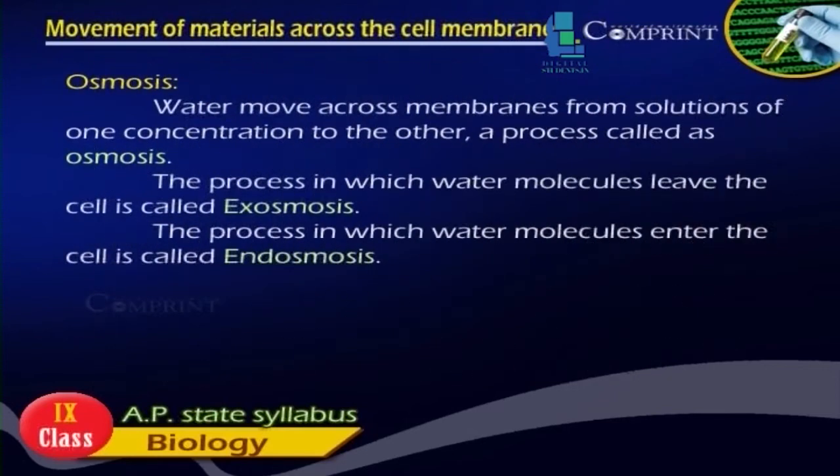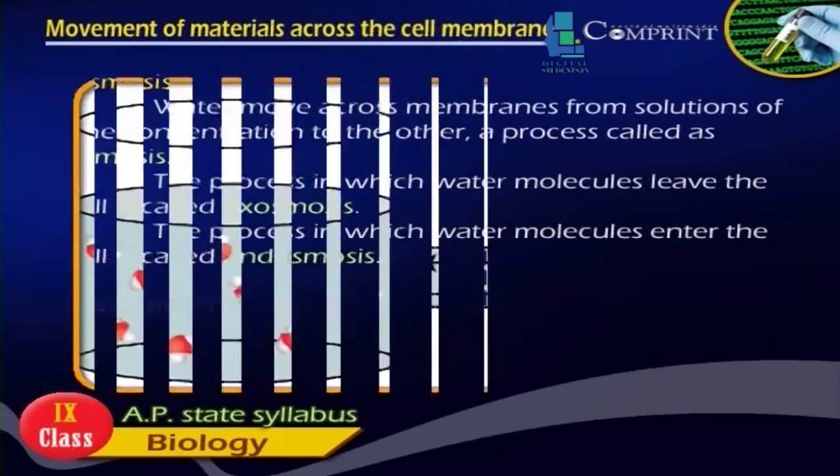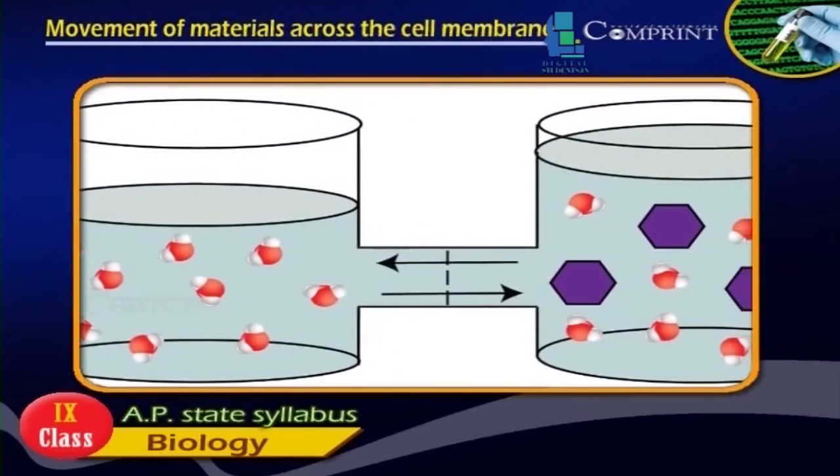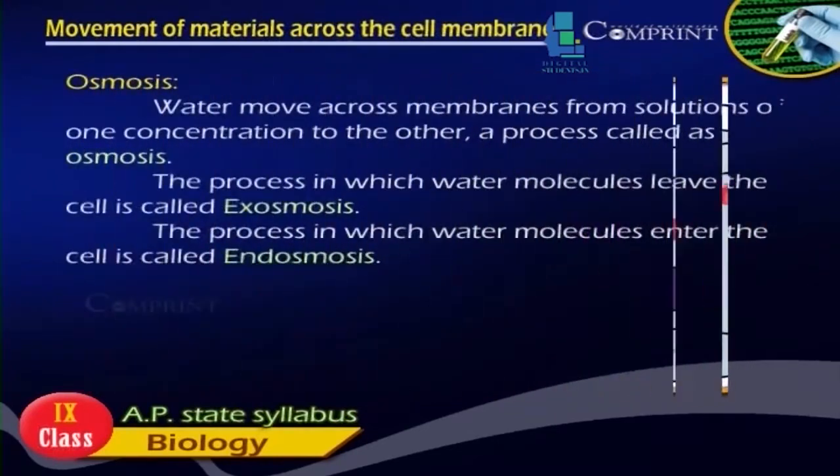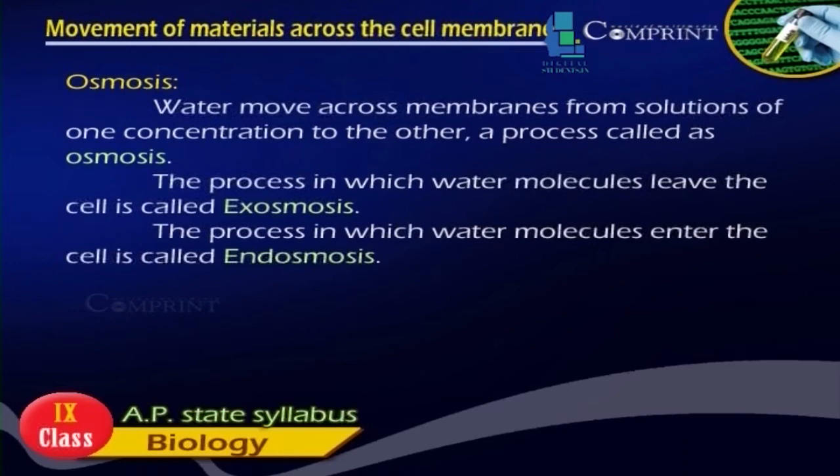Osmosis. Water moves across membranes from solutions of one concentration to the other, a process called osmosis. The process in which water molecules leave the cell is called exosmosis. The process in which water molecules enter the cell is called endosmosis.